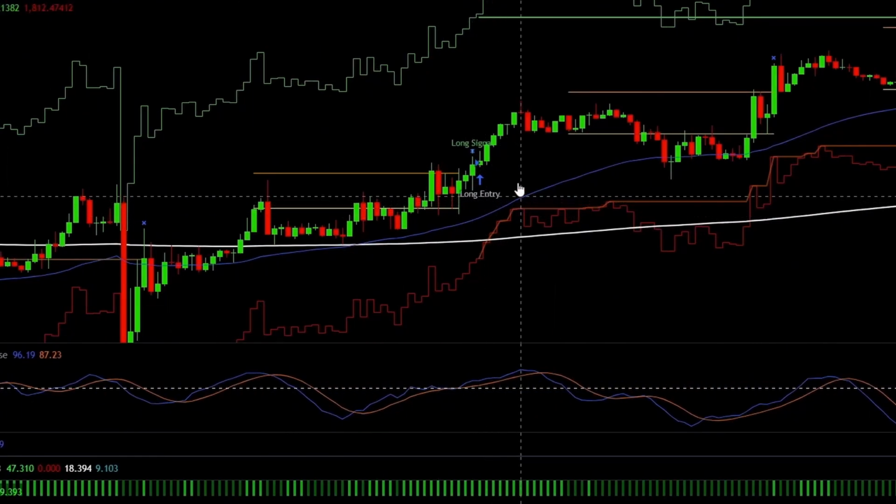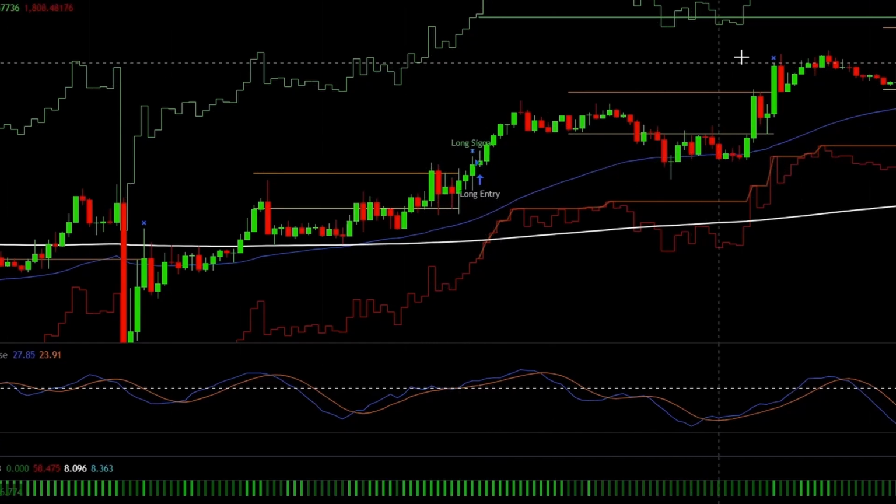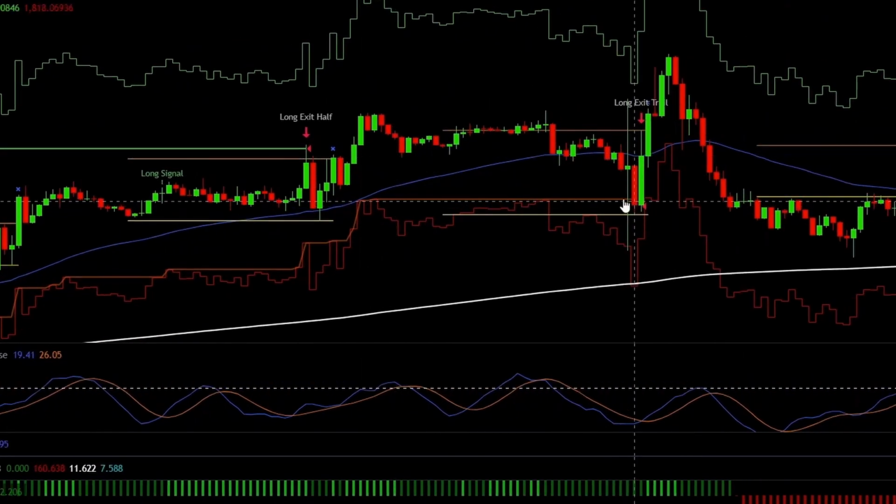Here we have another entry. This is the 9 to 10 AM range. The script entered. The first take profit was hit right there. And then the trailing stop loss closed out the full position right there.